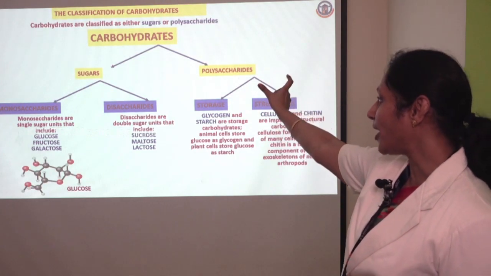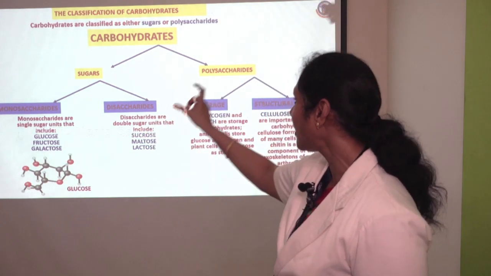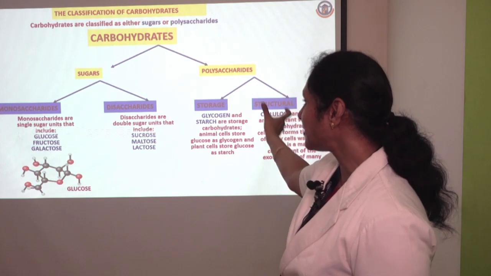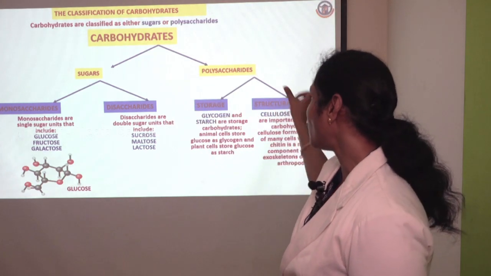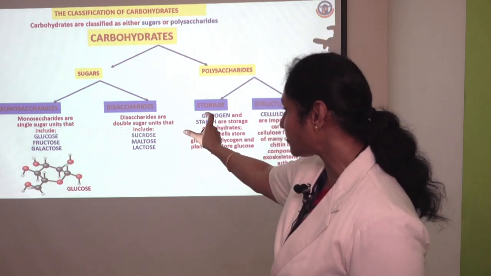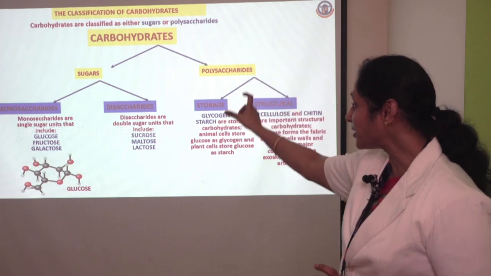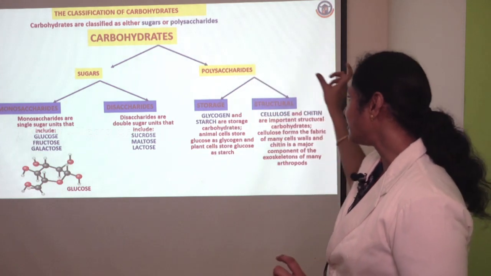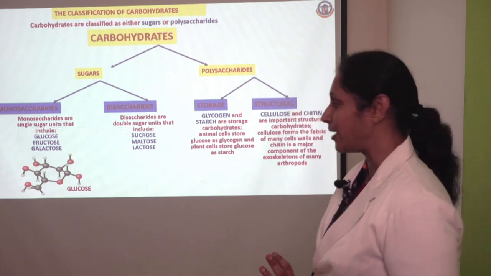First, carbohydrates are classified majorly into 2 groups, sugars and polysaccharides, depending upon the function. Sugars are sweet to taste, and polysaccharides are not sweet to taste. Sugars give you energy, and polysaccharides act as cell wall components of animal cells.